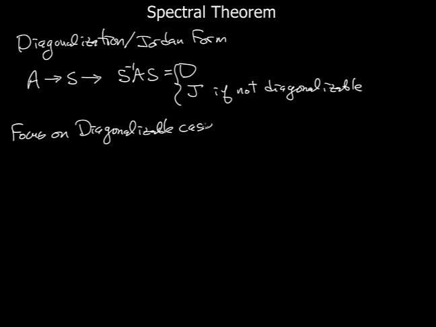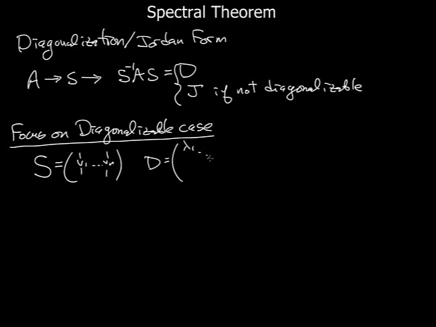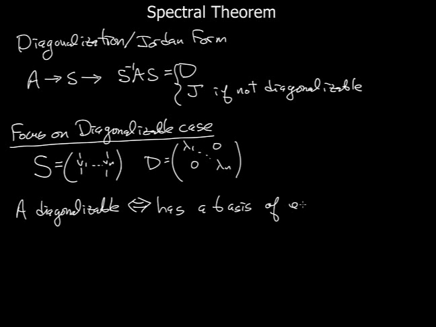Now I want to go back to the diagonalizable case and talk a little bit further about that. Recall this matrix S, when you're diagonalizing a matrix, is made up of the eigenvectors, and the diagonal matrix that you get is made up of the eigenvalues. And we've talked about this before. A is diagonalizable if and only if it has a basis of eigenvectors, because then you can use those to make this matrix S to make it diagonal.